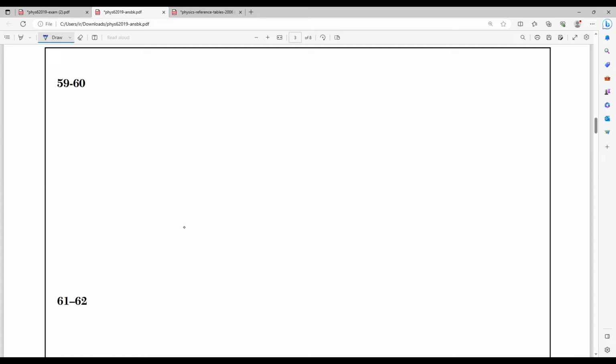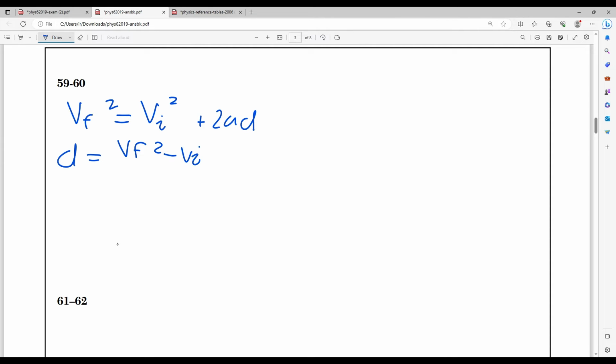So which formula would give us d in terms of vi, vf, and a? Well, obviously, the formula vf squared is equal to vi squared plus 2ad will give us that. And just to be extra safe, I'm going to write this in terms of d. I think you all should do that: just rewrite your formula in terms of whatever you're solving for. Here I have d is equal to vf squared minus vi squared over 2a.